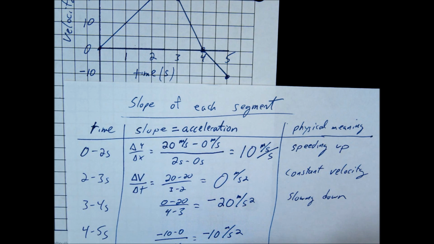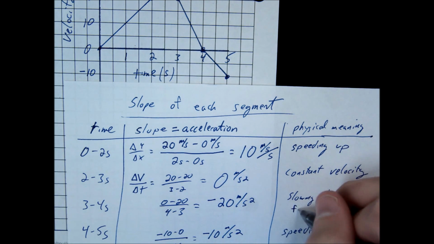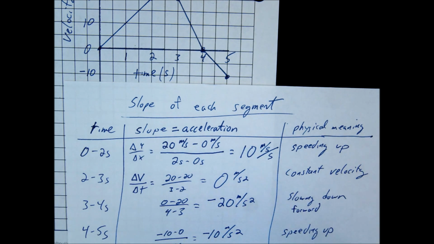Okay, 4 to 5 is tricky because you have this negative here and it's slowing down, and you also have this negative here, but we're now speeding up, yeah. So even though they're both negative numbers, in this case we're slowing down, in this case we're speeding up. How is that possible? Because we changed our direction. In this case, we're slowing down forward. In this case, we're speeding up backward.